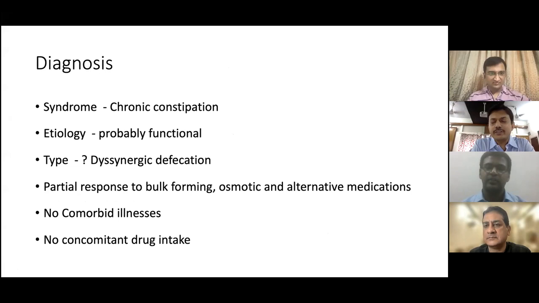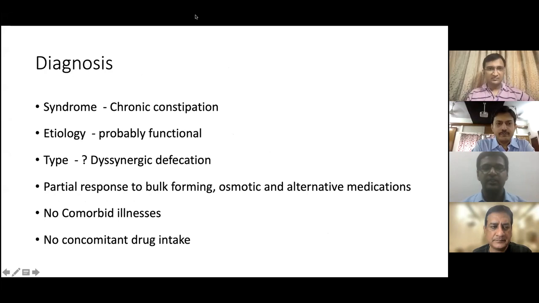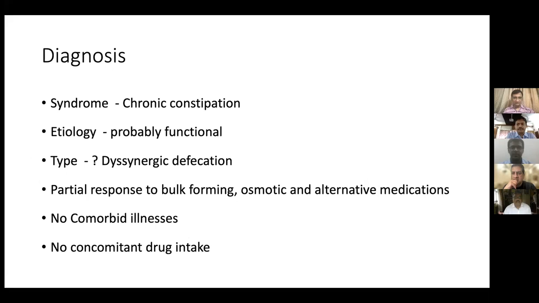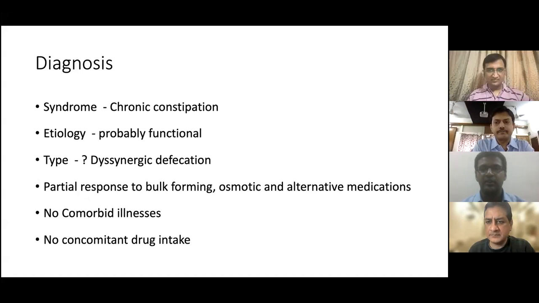Yes. At the end of history, the syndromic diagnosis would be that of chronic constipation. Etiology I would put as probably functional. He had features suggestive of incomplete evacuation of stool. He also had straining to pass stool. However, he did not have a persistent urge to pass stool. So first, I would consider dyssynergic defecation. However, I would also keep slow transit constipation in the back of my mind. He had only a partial response to bulk forming, osmotic and alternative medications. He did not have comorbid illnesses and he did not have any concomitant drug intake.